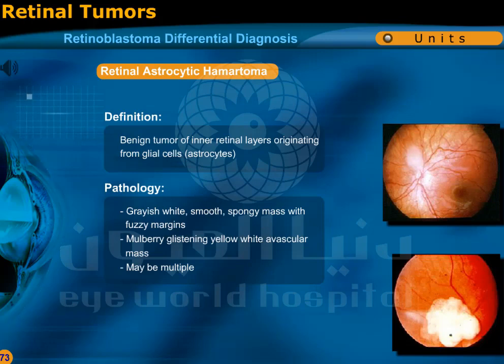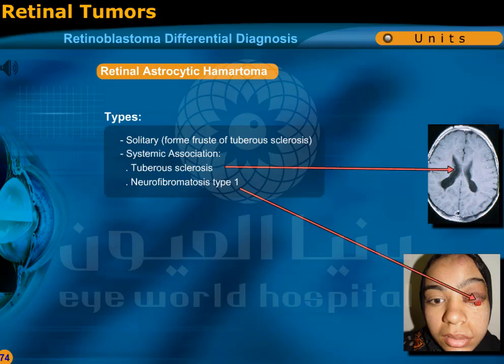Retinal astrocytic hamartoma. This is a benign tumor of inner retinal layers originating from glial cells, astrocytes. Pathology: grayish-white smooth spongy mass with fuzzy margins. Mulberry glistening yellow-white avascular mass. It could be multiple. Types of retinal astrocytic hamartoma: solitary, systemic association with tuberous sclerosis or neurofibromatosis type 1.